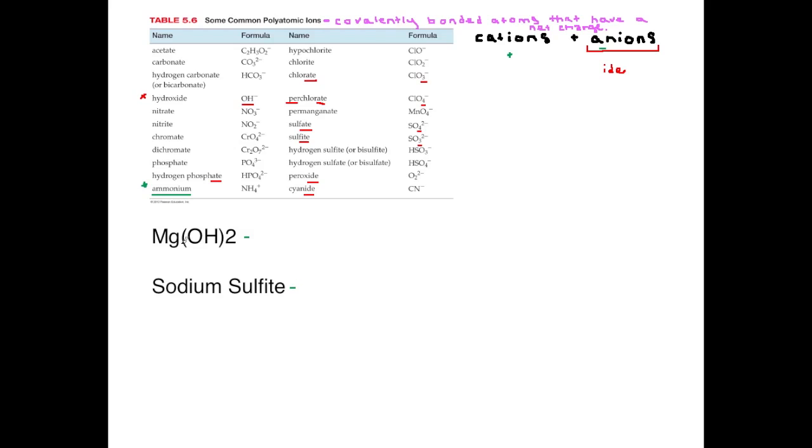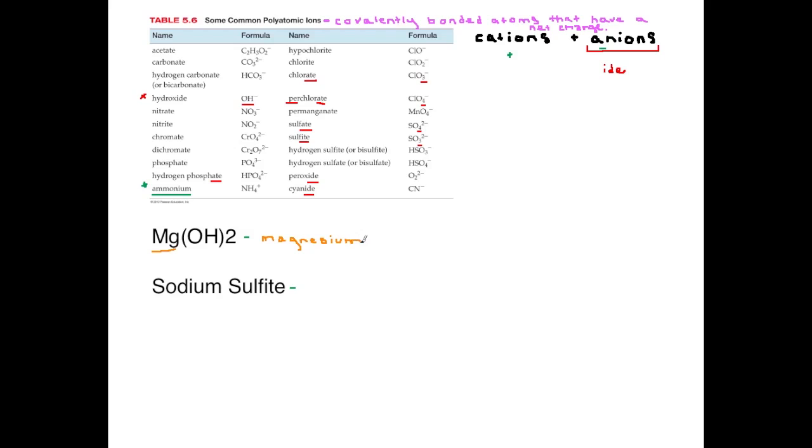So for magnesium hydroxide, remember when you're naming a metal, if you can look at the periodic table and know the charge of the metal, you don't include the charge in the name as a Roman numeral. So magnesium, because it's an alkaline earth metal, I know the charge just looking at the periodic table, and therefore I don't need to include the charge in the name. So I've got magnesium. I don't need a Roman numeral, which is awesome.